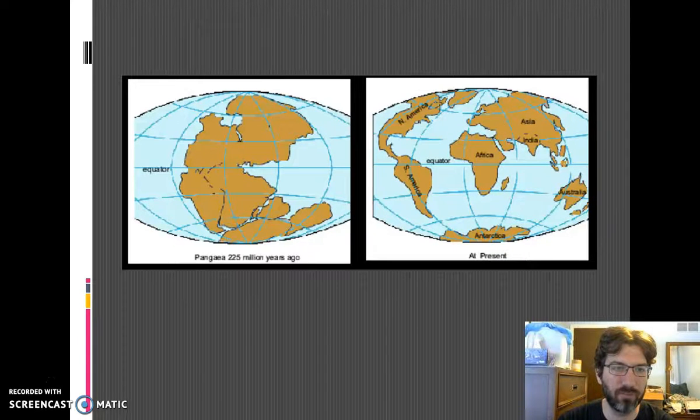So here again is an image of Pangaea at the front. Here's Pangaea about, I don't know, this one's saying about 225 million years ago, which is pretty close to 300 million years in the grand scheme of things. It has since moved apart into roughly what it looks like today. Even today, they are still moving about as much as your fingernail grows, but that's still movement.